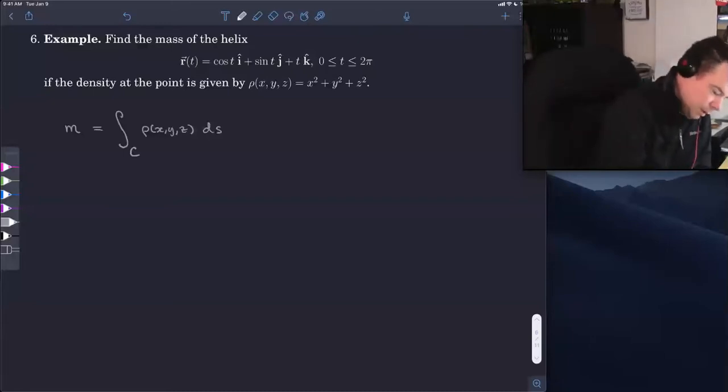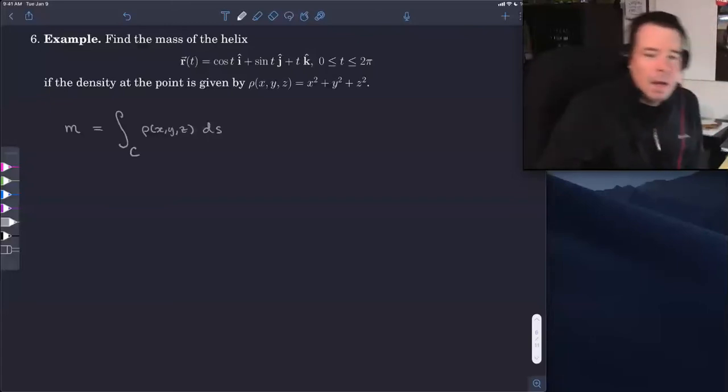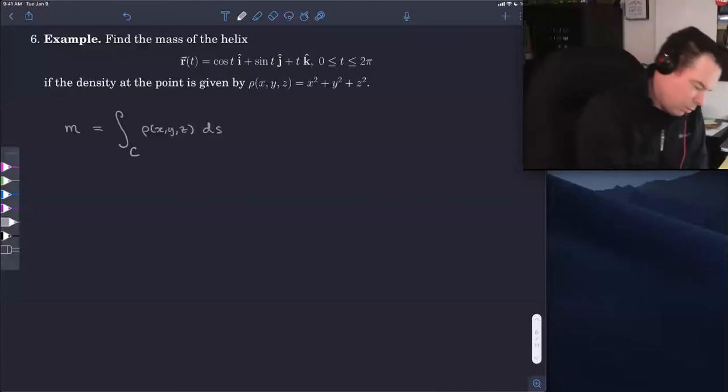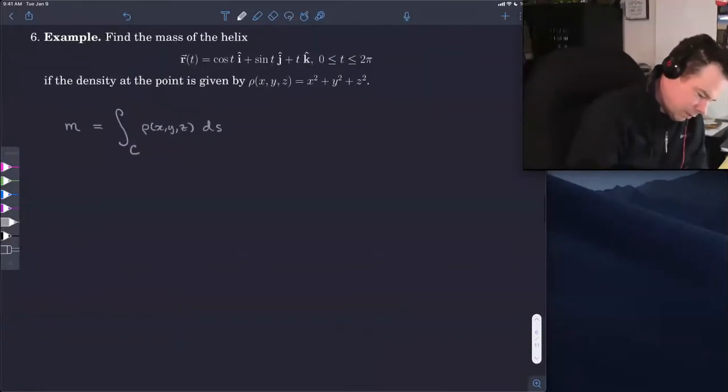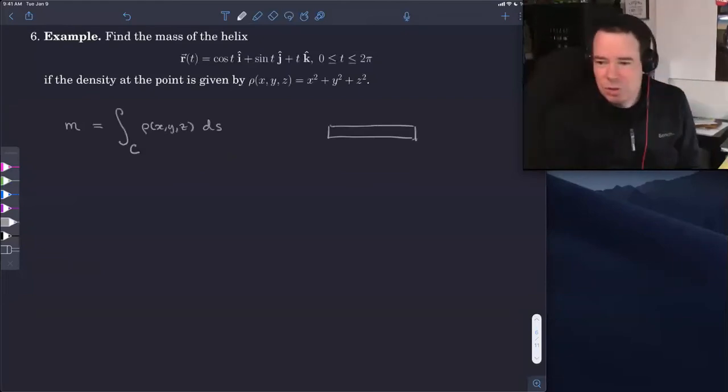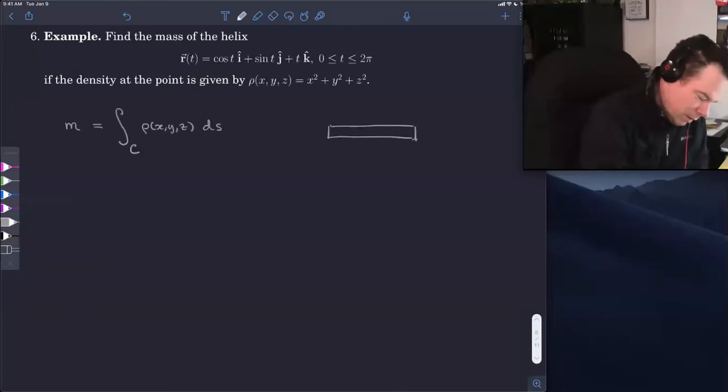Okay, so why do we do it over ds instead of dt? So ds is the length of the rod. I'm going to draw a straight rod, just to avoid having to draw the helix. If I want to find the mass of the rod, I look at a little segment of it, and the mass is equal to the density.